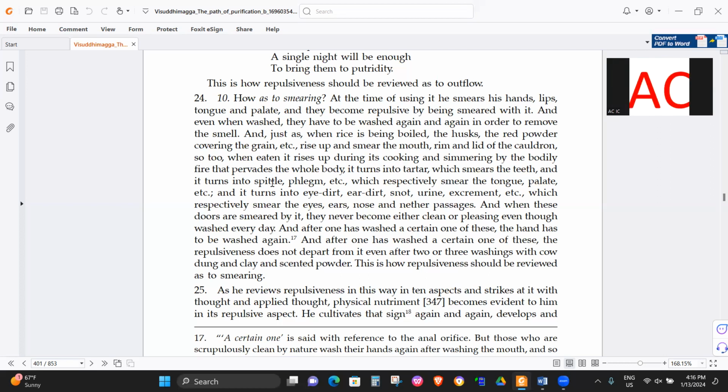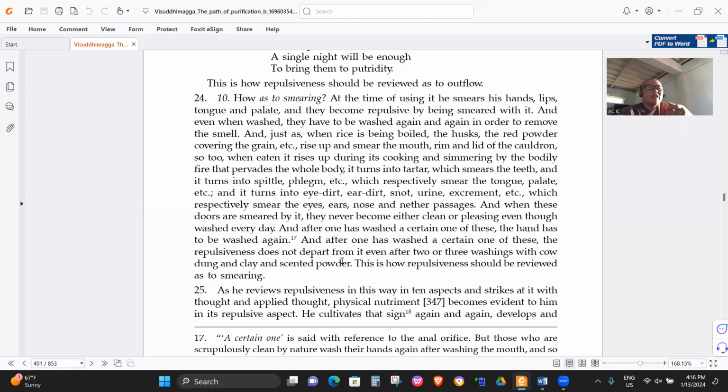Okay, so what do you understand? That means whatever we eat, the remnants are stuck with us in the skin, at the teeth, and all parts of our body. So it's very repulsive. Okay, even so, after you eat, you have to wash your hand.